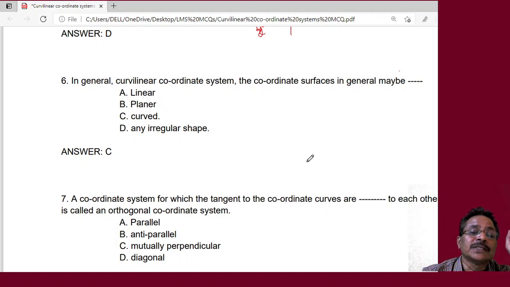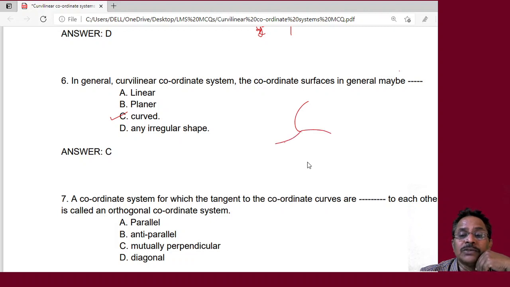So all the surfaces, the curvilinear coordinates as well as coordinate surfaces, may be curved ones, and that's what this C is, the correct option. You might have heard about this or seen this diagram earlier. So let there be three different surfaces like this.